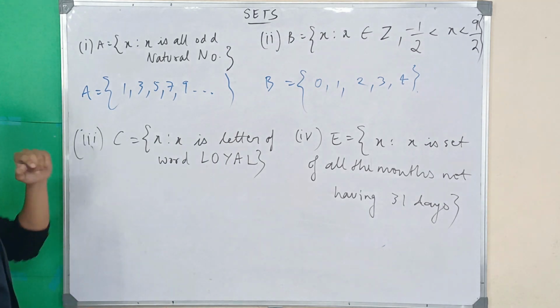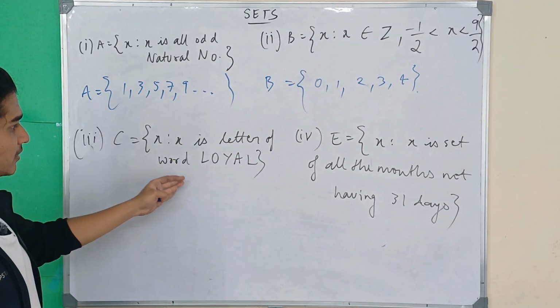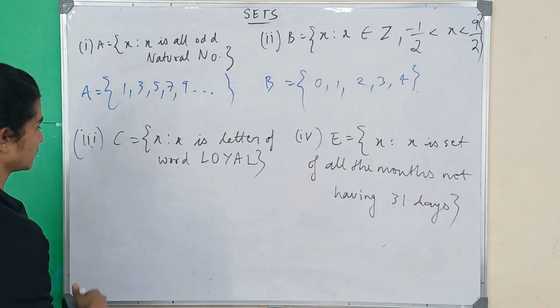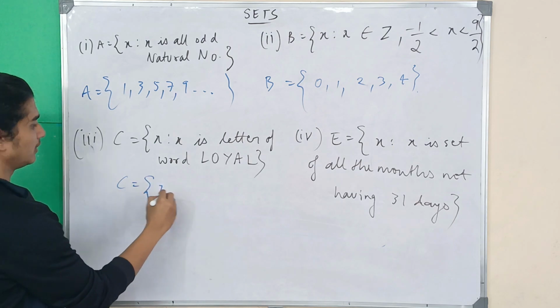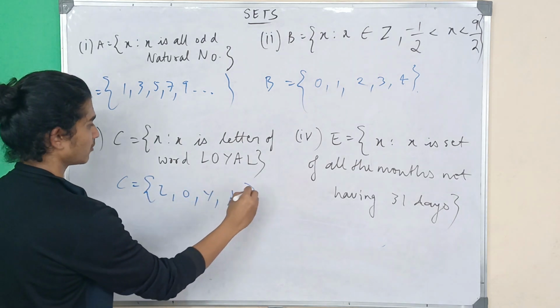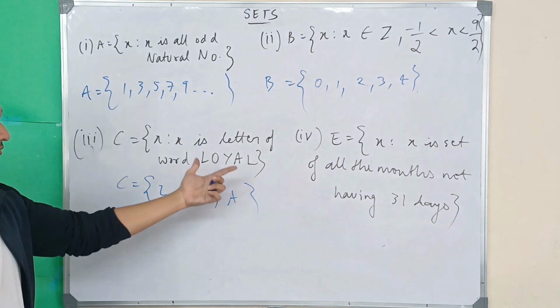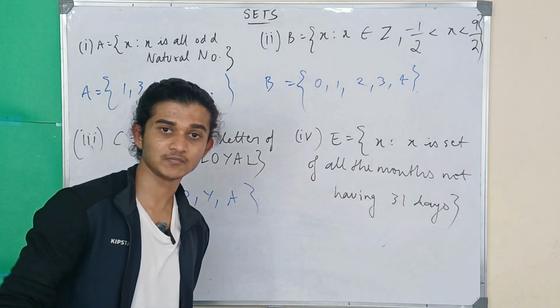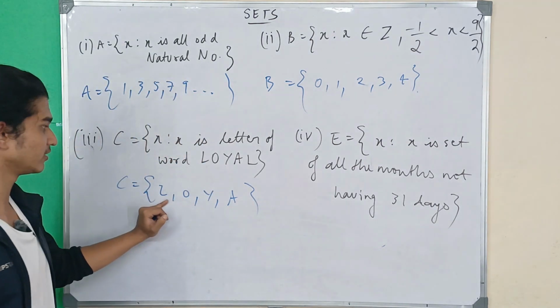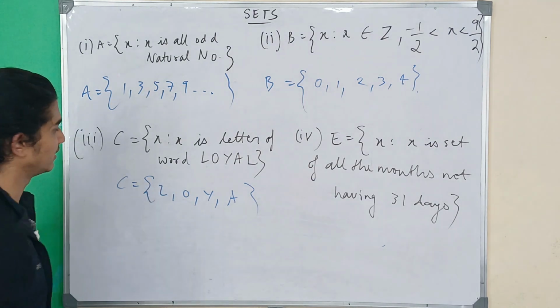So next problem is set of all the letters in the word loyal. So try to solve this. It's very easy. So the answer is L, O, Y, A. I'm not going to write L again because I already wrote it. As I told you before, you don't repeat elements. If it's written once, it's enough.